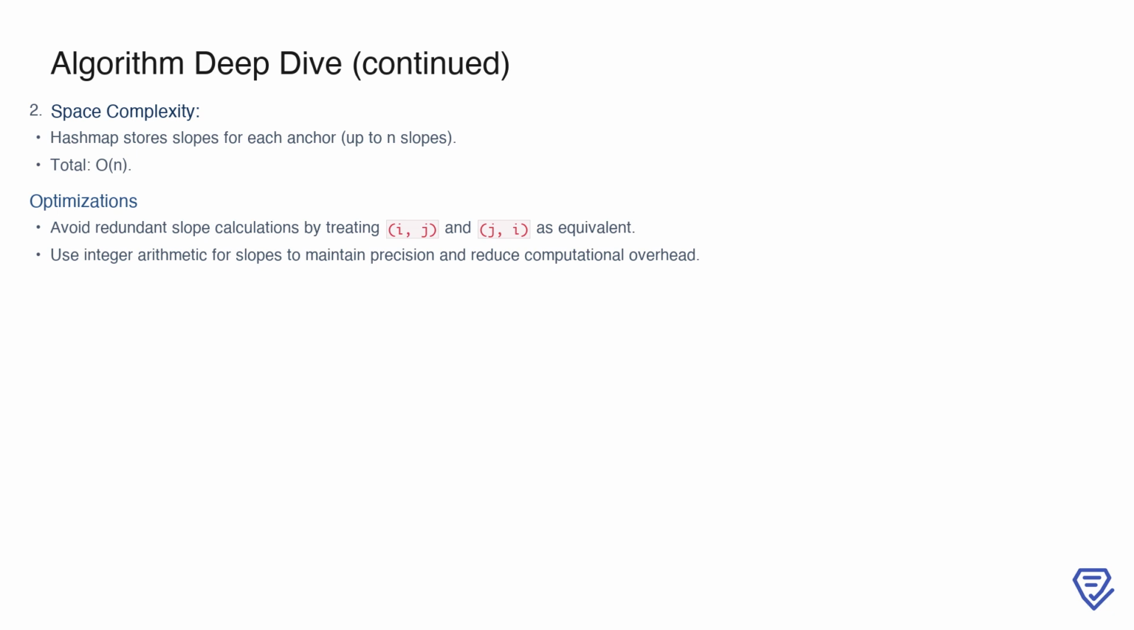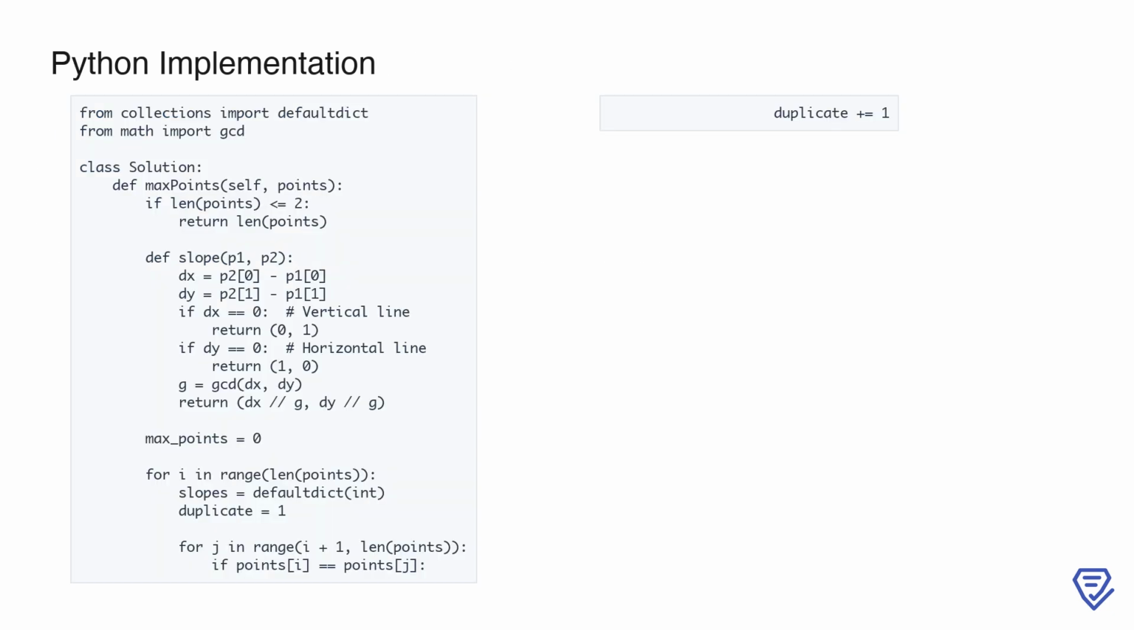in a 2D plane. Here, we begin by importing two essential modules, defaultdict from the collections library for handling dynamic dictionaries, and gcd from the math library to compute the greatest common divisor. The Solution class contains the maxPoints method, which takes a list of points as its input. If the total number of points is 2 or fewer, the function simply returns the length of the list, as any 2 or fewer points will always lie on the same line.